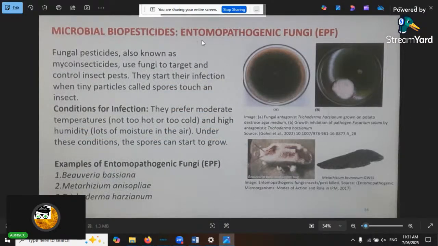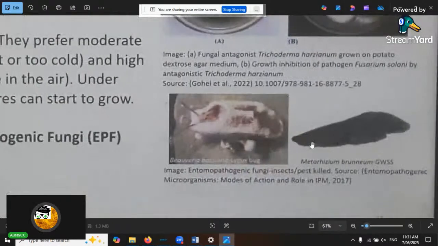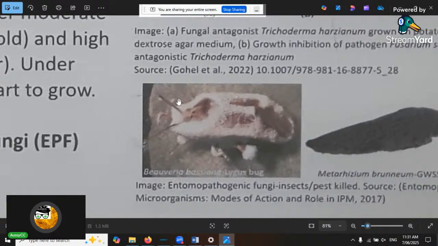Microbial biopesticides, entomopathogenic fungi. Well, they were the ones that have Beauveria bassiana, Metarhizium anisopliae, and Trichoderma. And over here, it shows the muscardine disease. There's the white one, so it's, yes, Beauveria bassiana. And the green one is the Metarhizium. See how it sort of looks, there's the bug, its antennae. See how it's furry, fungi?